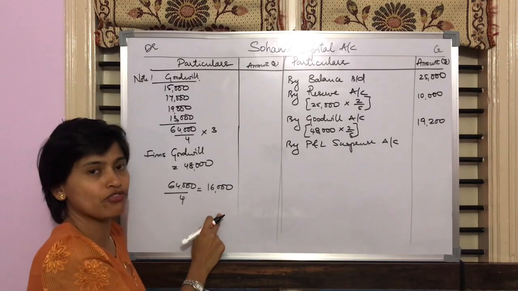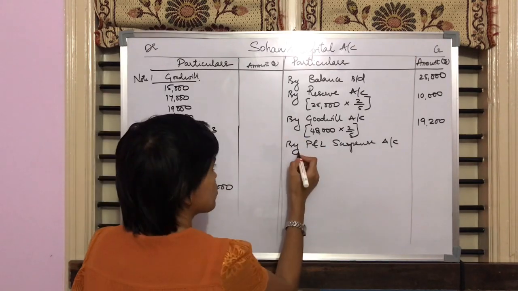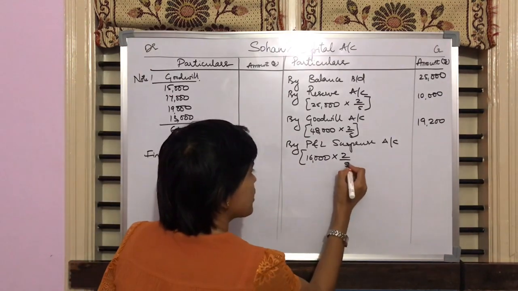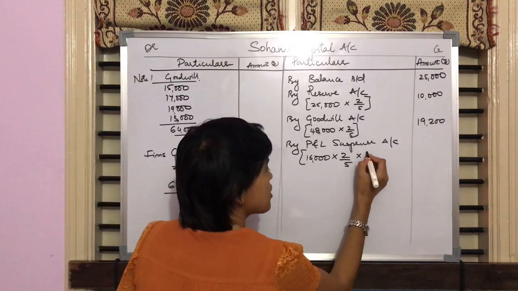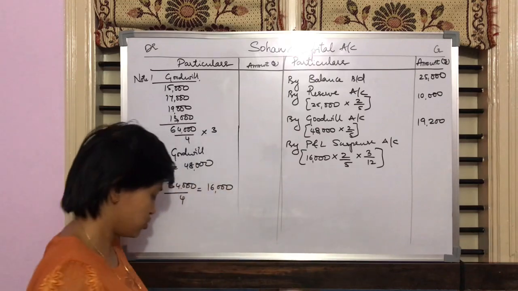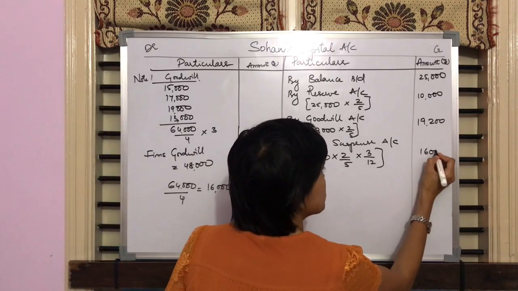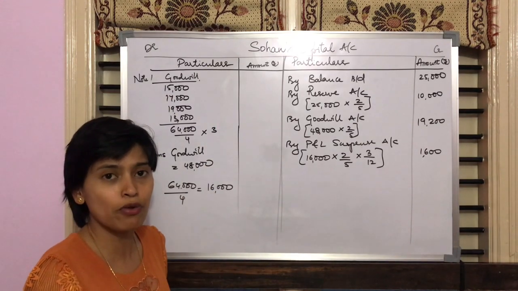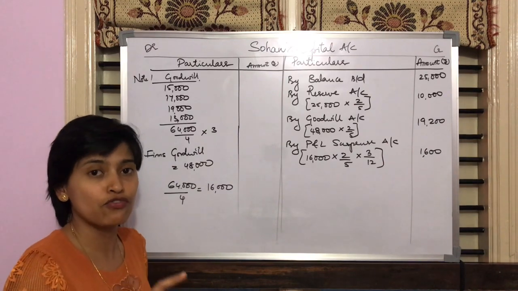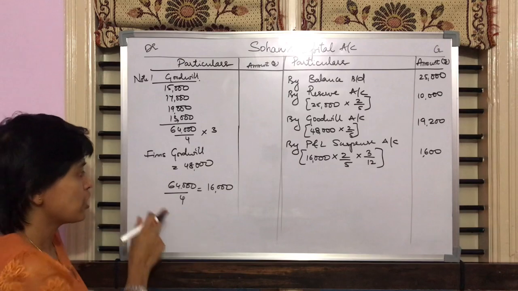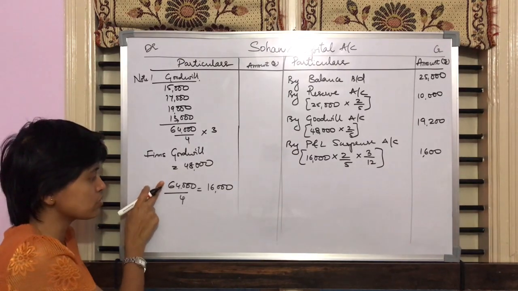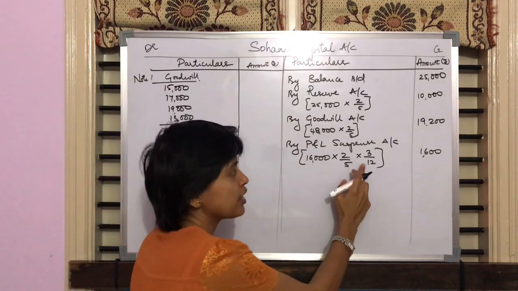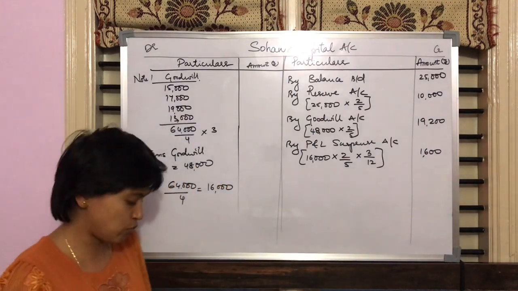Now this accrued profit is to be given to Sohan. So write it as 16,000 into Sohan's share, which is 2 by 5, into time, which is 3 divided by 12. So you will get an amount of rupees 1,600. I will repeat it once again. The question says the accrued profit is based on the past 4 years of average profit. So the average profit is 64,000 divided by 4, which is 16,000. So 16,000 into Sohan's share into time, that is 3 divided by 12.